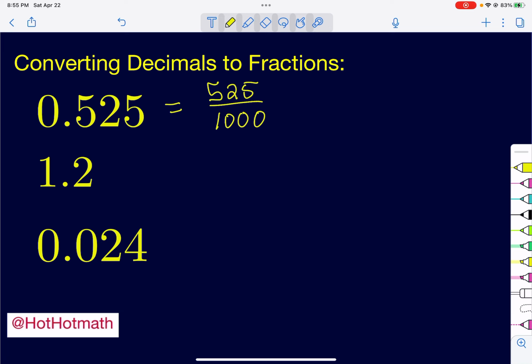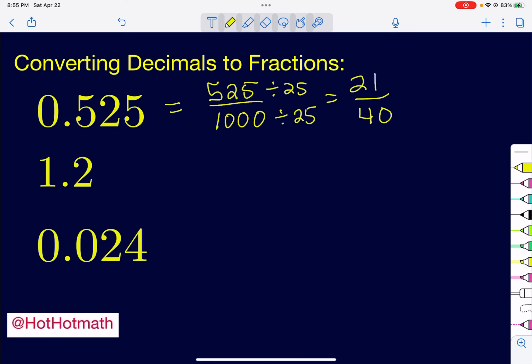Now that is a correct fraction, but because of the fact that we can reduce it, we aren't done. Now, this is what I notice. I see this little 25 here, and the trick you can use is if something ends in a 25 or 2 zeros, those things can be divided by 25. So if we divide 525 by 25 and 1,000 by 25, 525 divided by 25 is 21. If we do 1,000 divided by 25, you get 40.